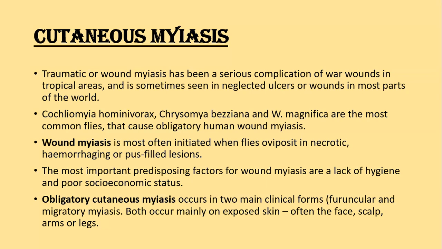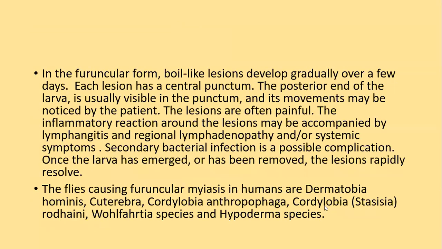opportunistic infestation, while the second category of myiasis is an obligatory myiasis in which the fly has to enter the human body or mammalian body for its development. And this obligatory cutaneous myiasis is of two types, either furuncular or migratory.